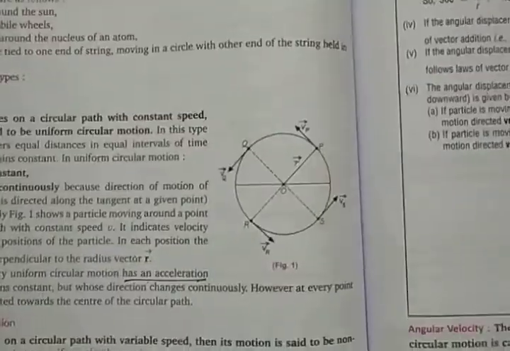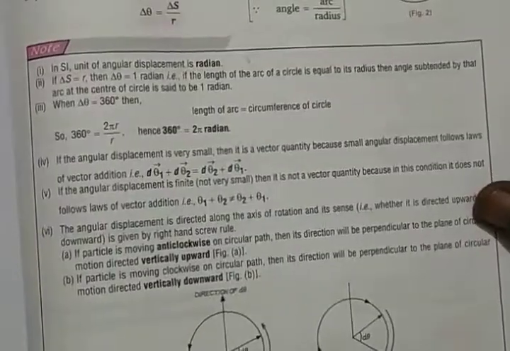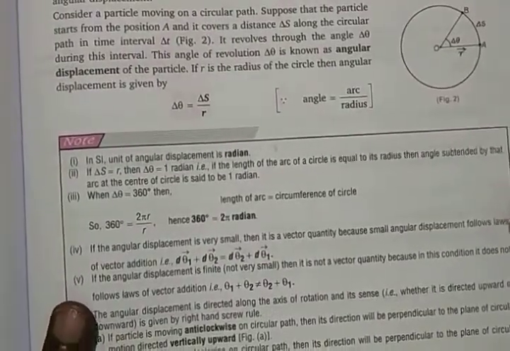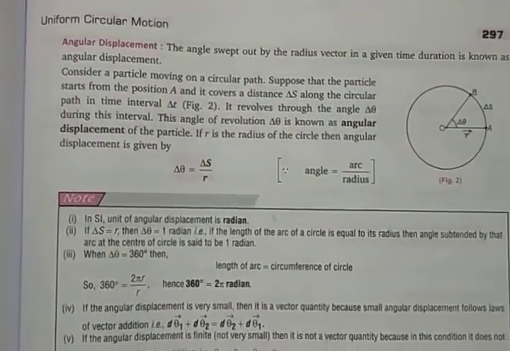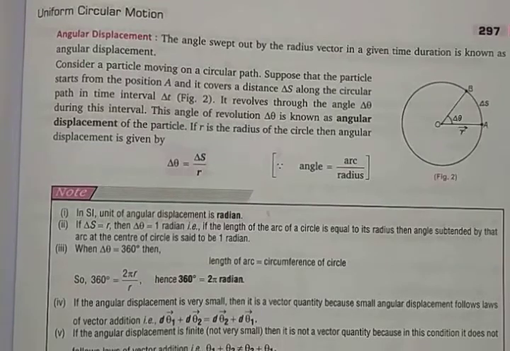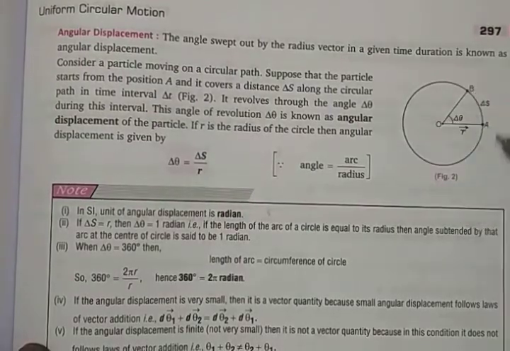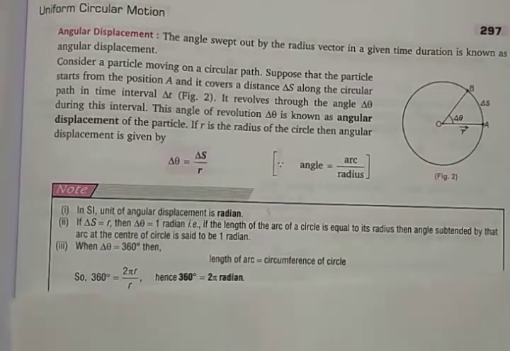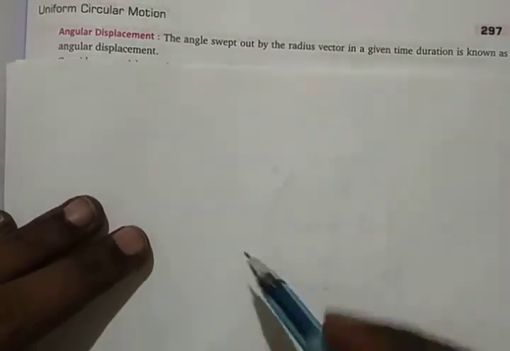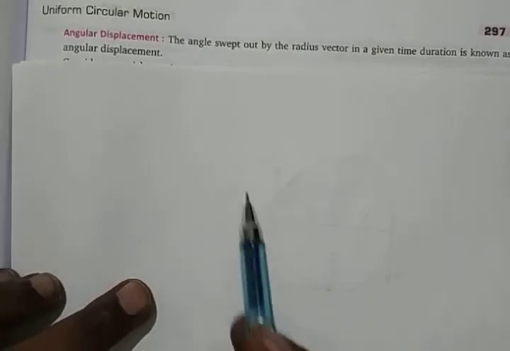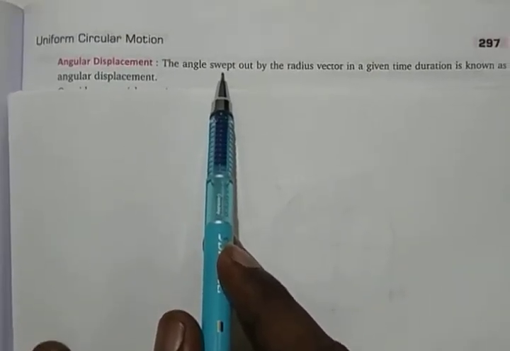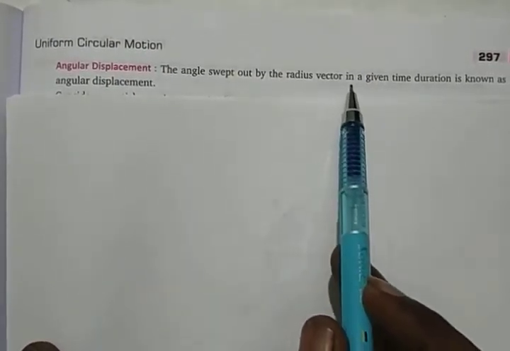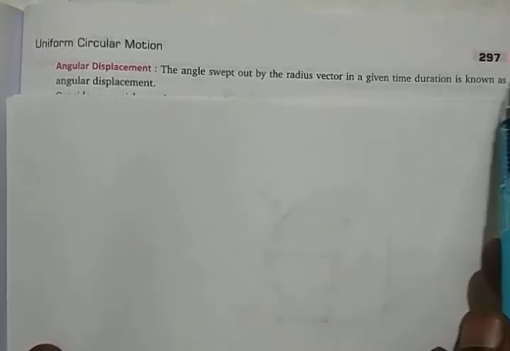Now we will go to the important definitions. The first definition, please write down: angular displacement. Draw this diagram. Draw a circular path. Put an angle here, that is delta theta, and then put points A and B with the radius vector. So the angle swept out by the radius vector in a given duration is known as angular displacement.